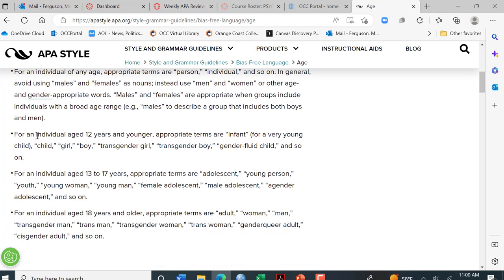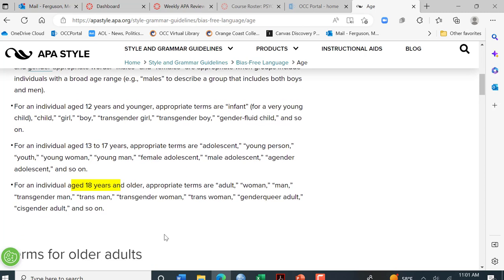So it's important when you're talking about somebody who is 12 or younger, it's appropriate to refer to them as a child or a boy or a girl. You could also be more specific: transgender girl, transgender boy, cisgender girl, cisgender boy. Those are also acceptable. And then obviously infant for very young. When you're talking about somebody 13 to 17 years old, you wouldn't want to refer to them as a boy or girl. They're an adolescent or a young person, or a young man or a young woman. So you don't want to refer to someone in that age range, 13 to 17, as either a boy or girl or a man or a woman, because they're not an adult yet. And then 18 and older, the appropriate terms would be adult, man, woman, or you can be more specific in terms of transgender, cisgender, etc.